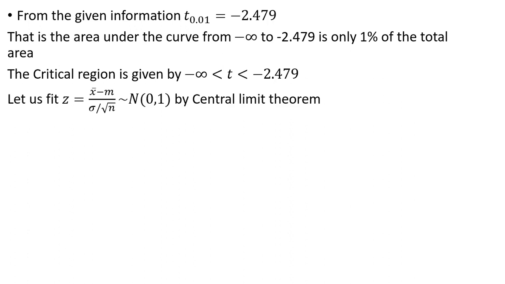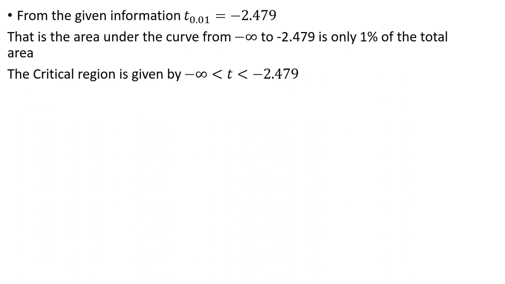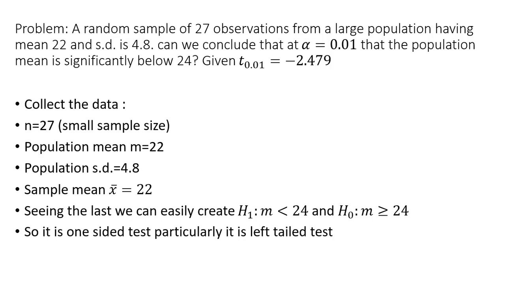Okay, I am using the Z distribution. Actually, instead of this small t, we should use Z. Let us fit Z equal to x bar minus m by sigma by root n. It's the normal distribution. The problem has reasonably small sample size, n equal to 27. Still, we are approximating using the standard normal distribution, and the only reason is that population standard deviation 4.8 is known. If population standard deviation was unknown, then we cannot use this statistic Z.